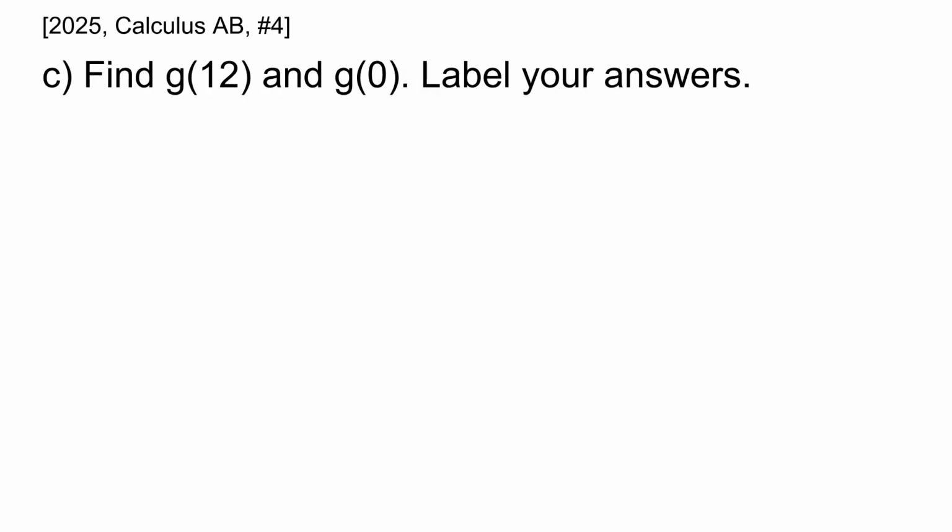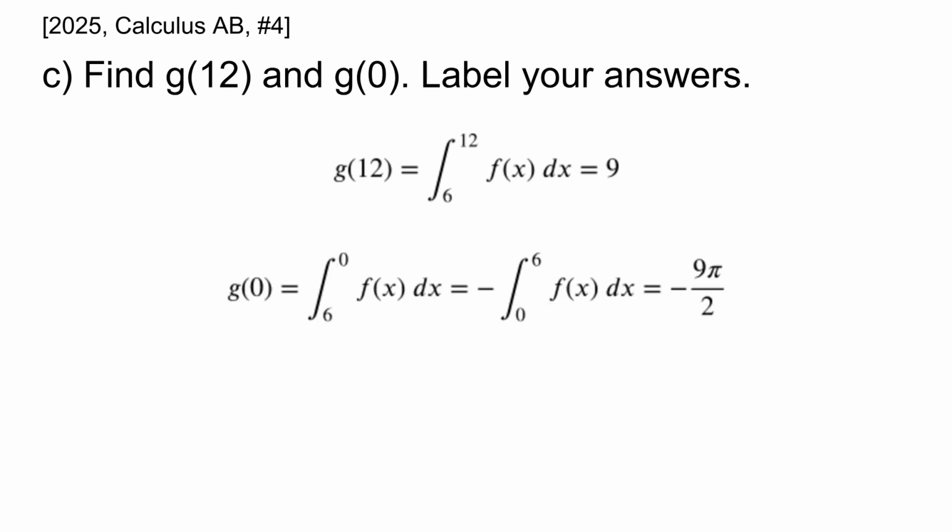In part C of this question, we are asked to find g of 12 and g of 0 and to label our answers. G of 12 is the integral from 6 to 12 of f of x dx, and that just turns out to be 9. G of 0 would be the integral from 6 to 0 of f of x dx, which is the opposite of the integral from 0 to 6 of f of x dx, and that turns out to be -9 pi halves.